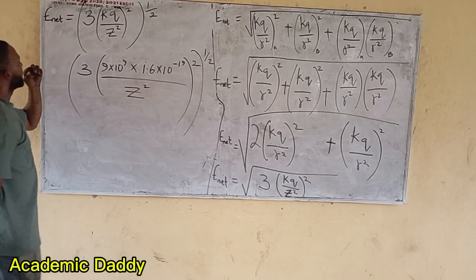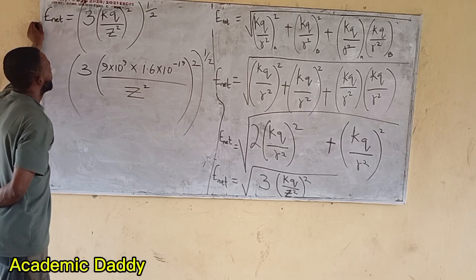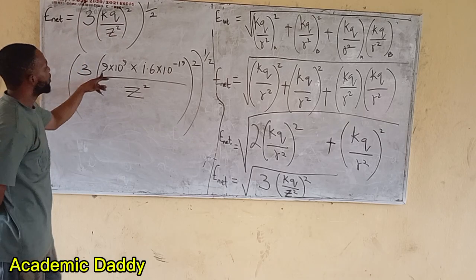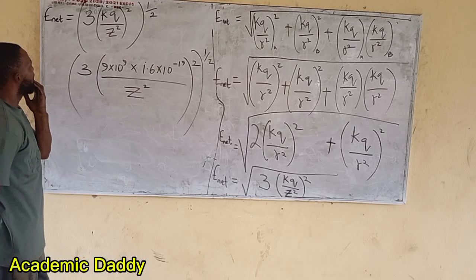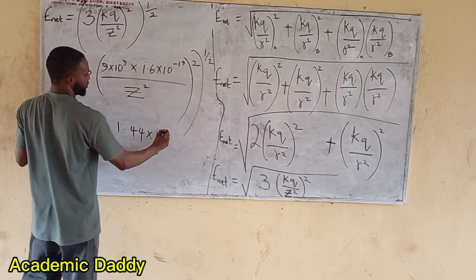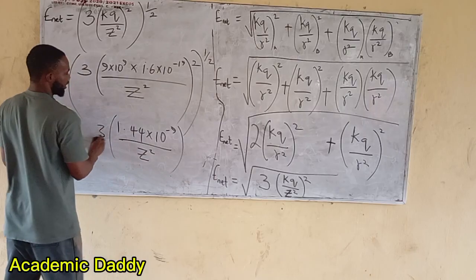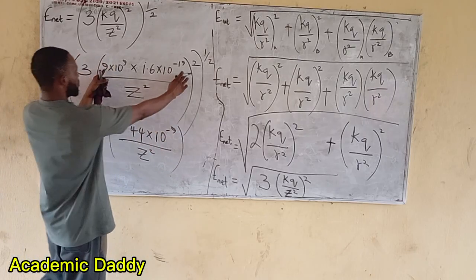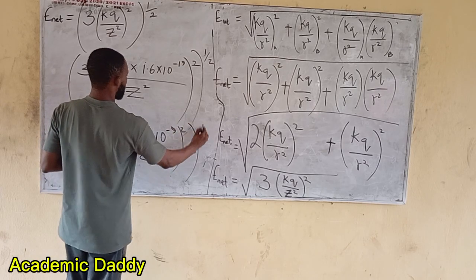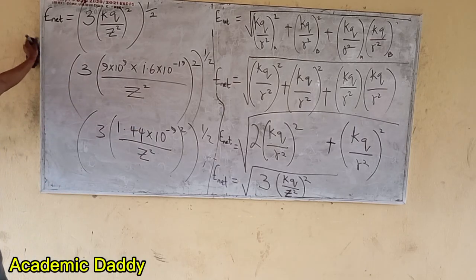It seems as if something can still go in. First of all, multiply this thing for me. Let me see what we have. 1.44 times 10 to the minus 9 over Z squared, to be multiplied by 3. You just multiply this, then raised to power square root. Now, do you know that this 3 can go here now? Multiply for me. Let me see what you have.